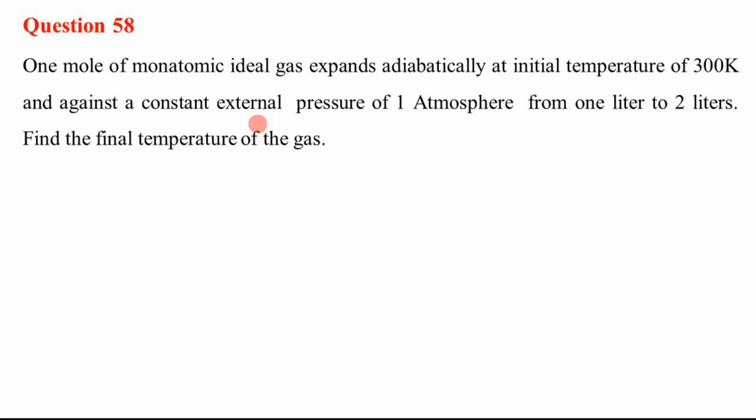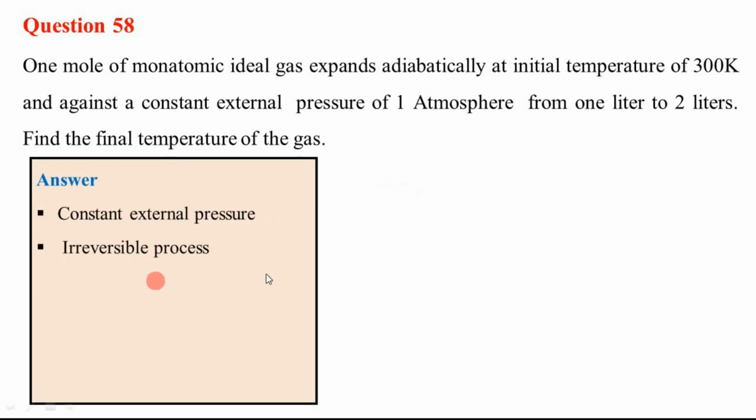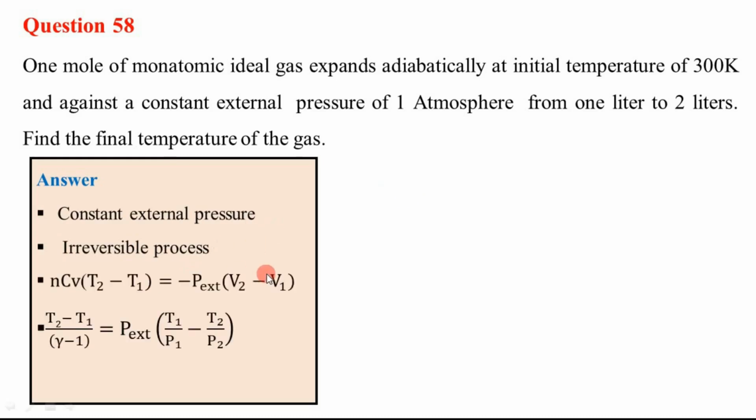In this case, we are using the formula to calculate the final temperature for irreversible process. We have a constant external pressure. We have irreversible process. In irreversible process, this is the formula that we use to calculate the final temperature. You can use this one or this one.